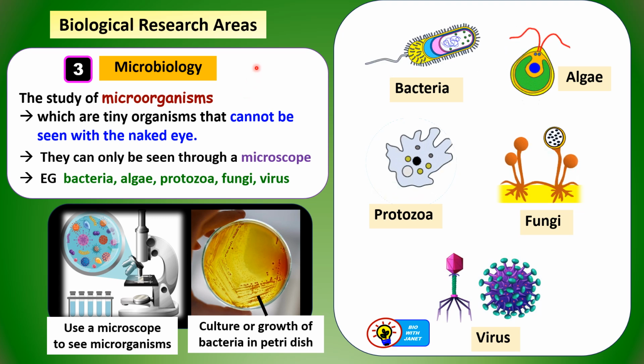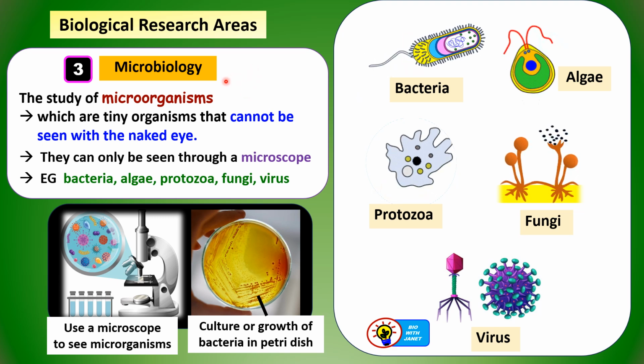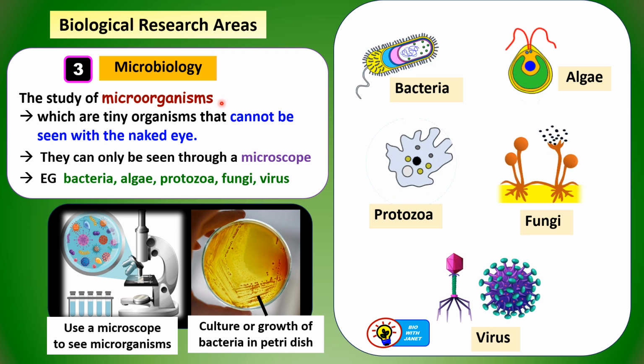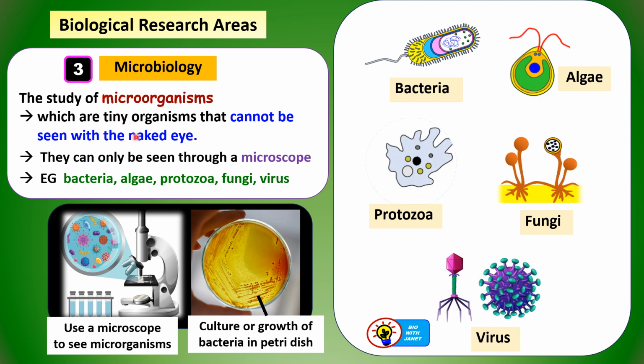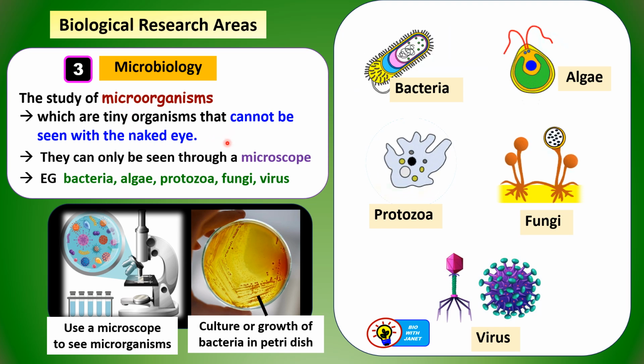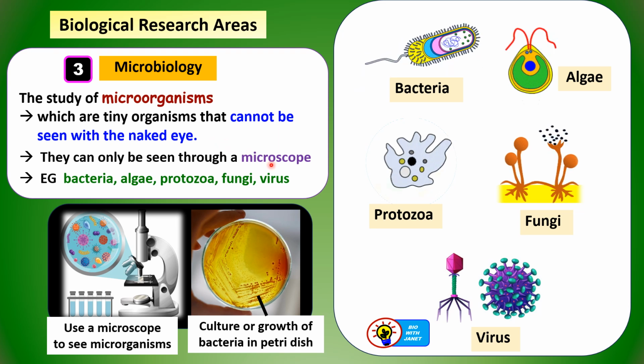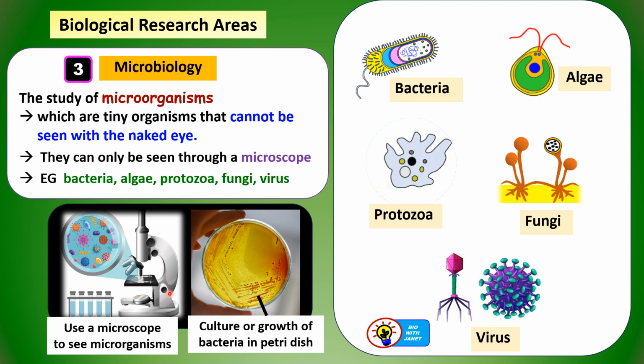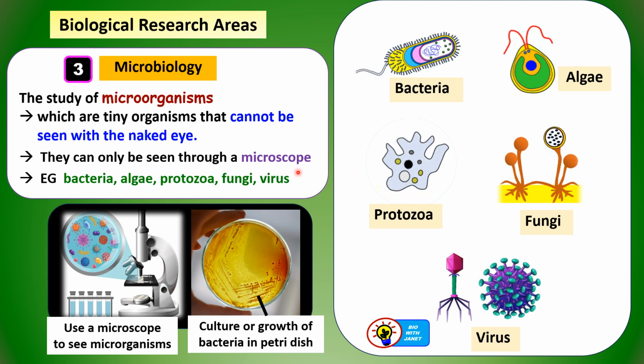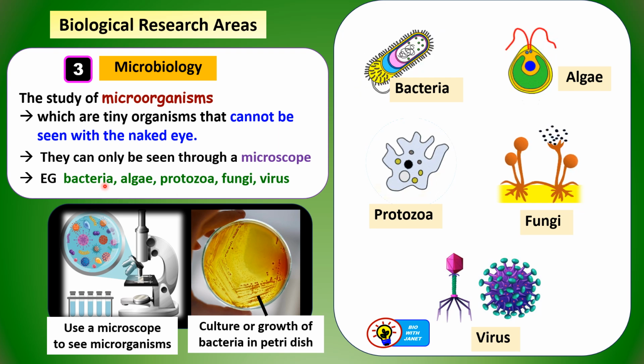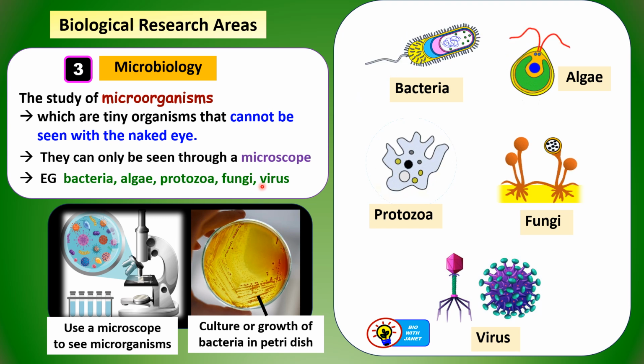The third area of biological research is microbiology, which is the study of microorganisms. Micro here means tiny. So microorganisms are tiny organisms that cannot be seen with the naked eye. Okay, we cannot see it just by using our eyes. We have to use a microscope, whether it's an electron microscope or a light microscope here. All right. So electron microscope is of course more powerful, okay, to view these microorganisms more clearly. So examples of microorganisms are bacteria, algae, protozoa, fungi, and virus.